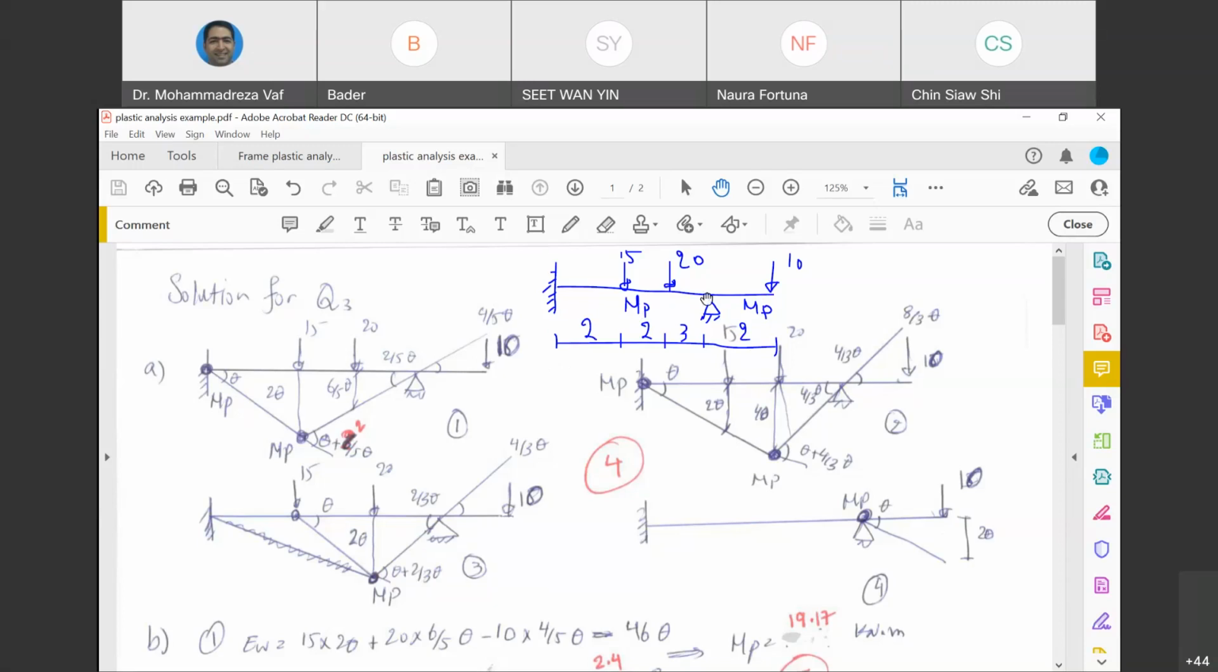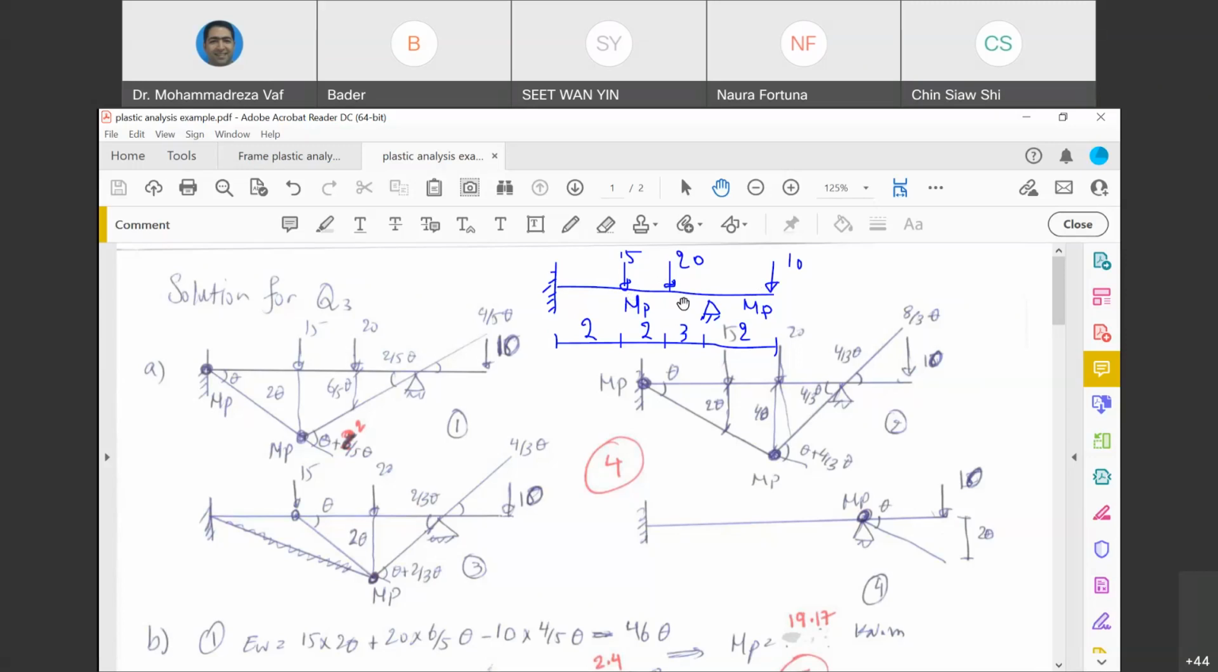So if you have two spans and only 1 point load in each span, of course you can say that it is going to be two collapse mechanisms. But right now, you have 2 point loads on one span, and you have also 1 point load in the other span. So the number of collapse mechanisms that can occur basically is going to be more than 2. So this is something that we are going to discuss in this example.